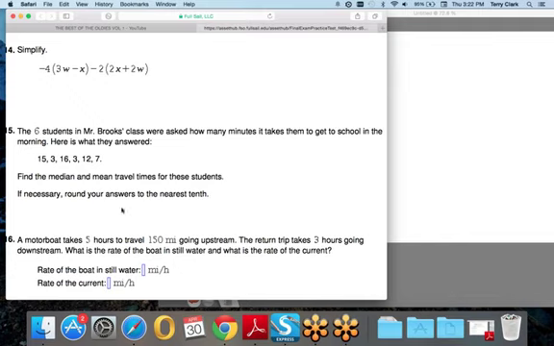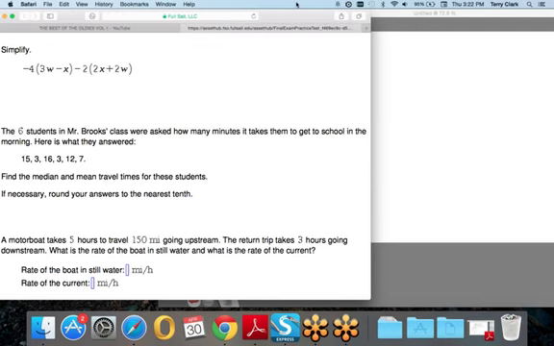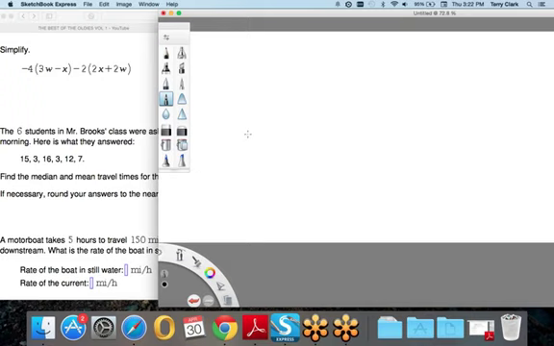The 6 students in Mr. Brooks' class were asked how many minutes it takes them to get to school in the morning. Here's what they answered: 15, 3, 16, 3, 12, and 7. Find the median and mean travel time for these students. If necessary, round your answer to the nearest tenths. Okay, so to find the median, we're going to have to put the numbers in order.